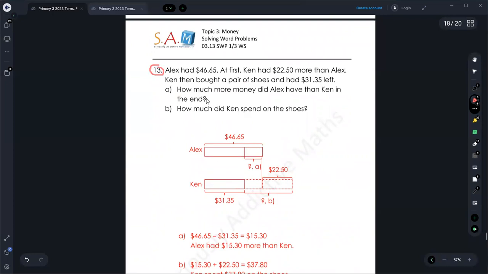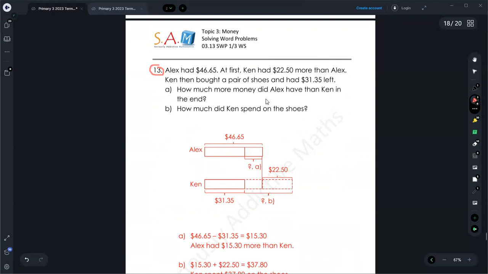So 13 is a bit different. Alex had $46.65 at first. So you can analyze the question with them. At first, Ken had $22.50 more than Alex. Then he bought this pair of shoes and had $31.35 left. How much money did Alex have? Then Ken in the end, how much did he spend on the shoes?